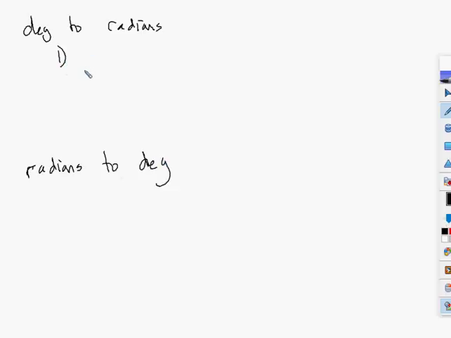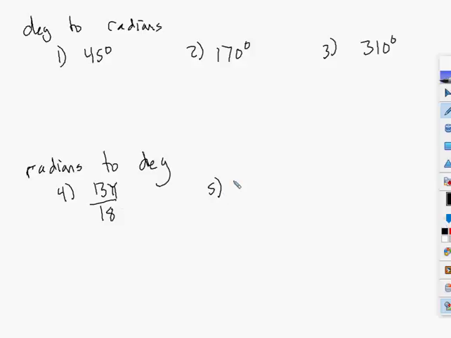So number 1, degrees to radians. Let's try 45 degrees. Let's try 170 degrees. And let's try 310 degrees. For radians to degrees, let's try 13 pi over 18. Let's try 11 pi over 4. And let's try 5 pi over 6.